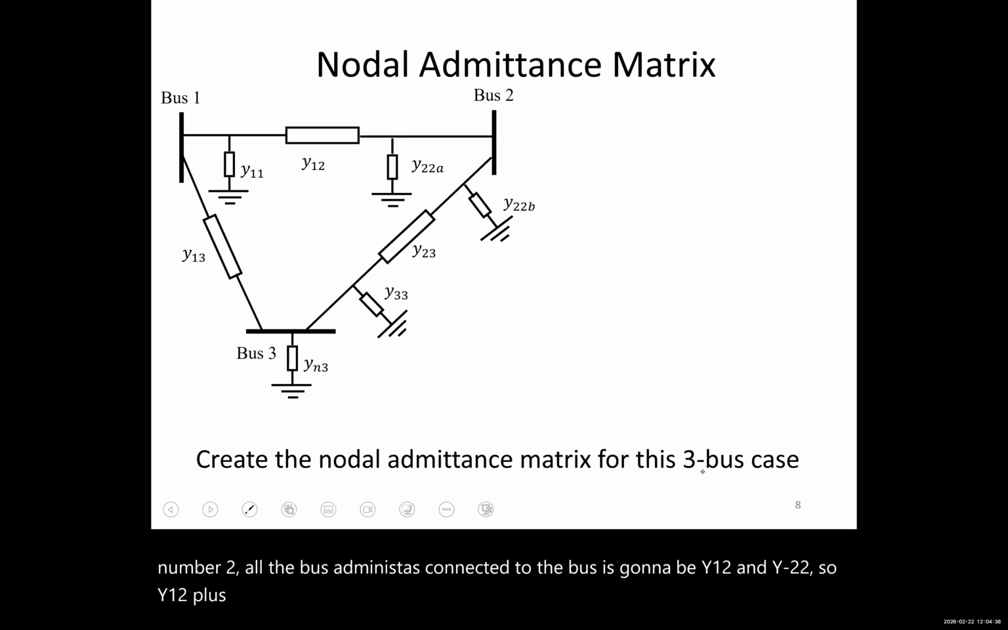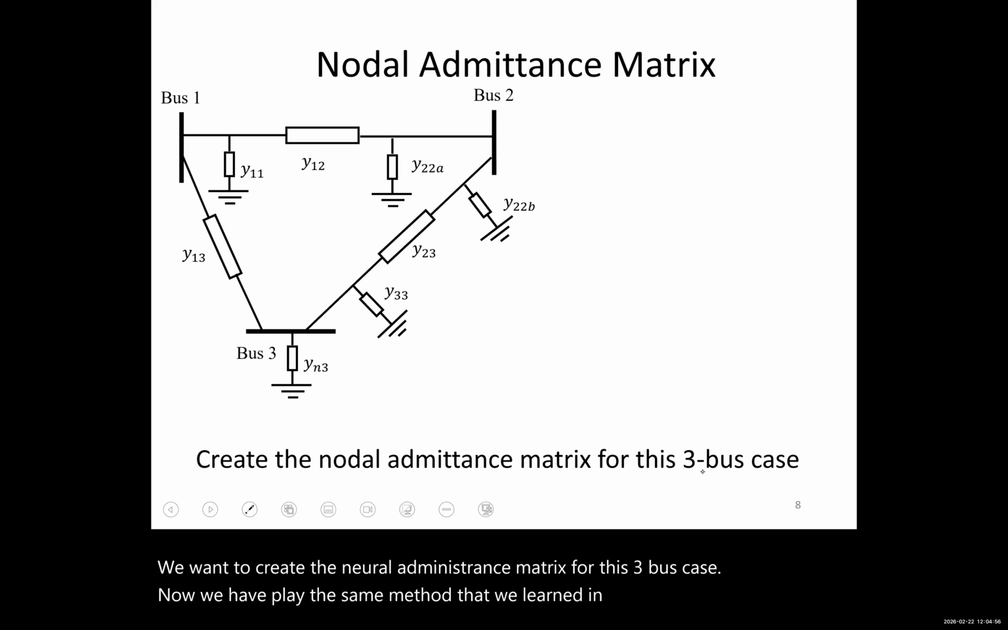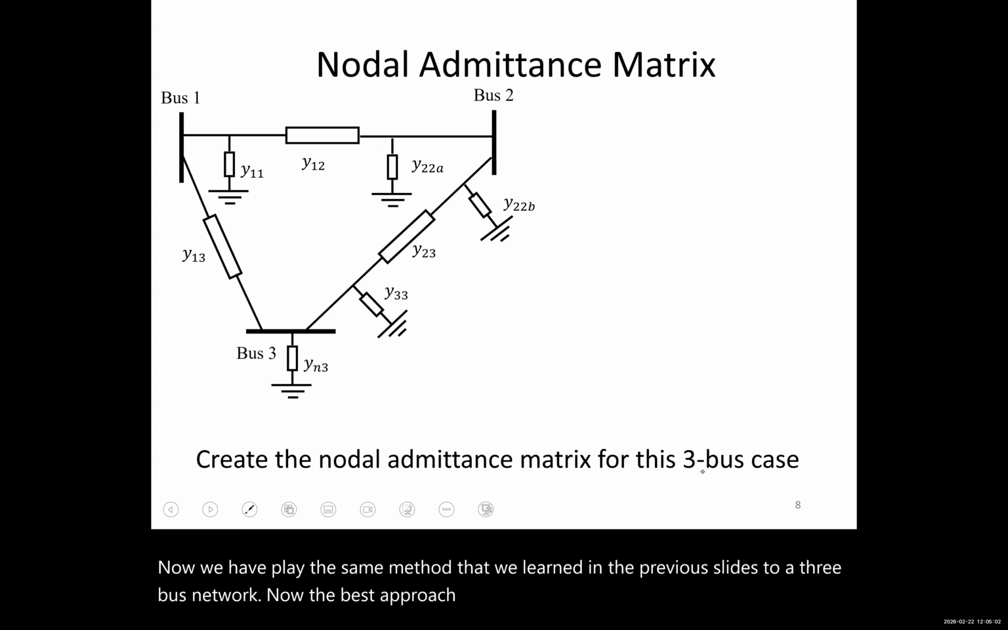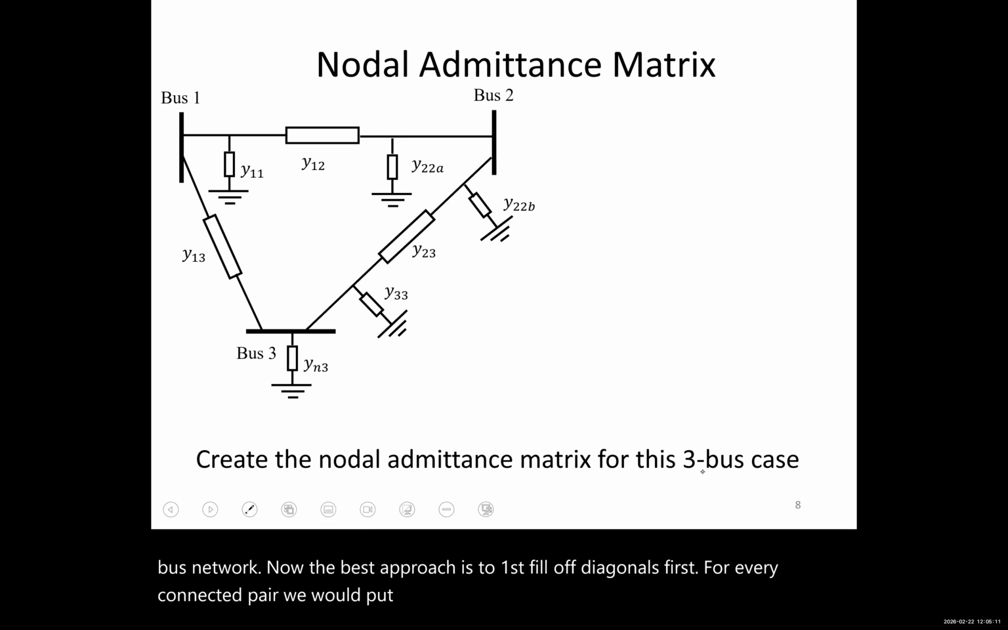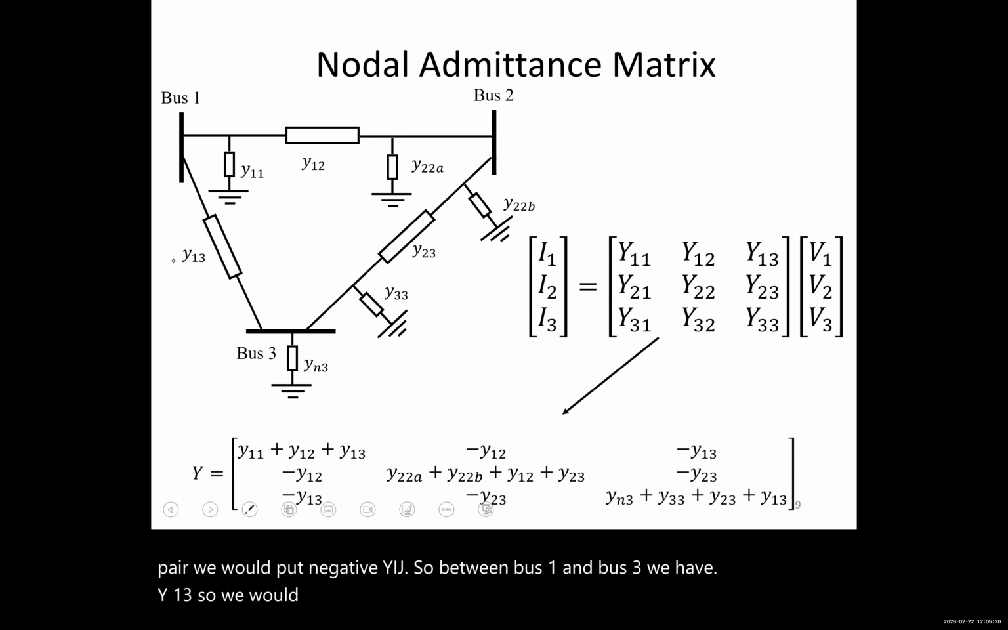Now let's solve an example for a 3-bus setup. We want to create the nodal admittance matrix for this 3-bus case. Now we apply the same method that we learned in the previous slides to a 3-bus network. The best approach is to first fill the off-diagonals. First, for every connected pair, we would put negative Yij. So between bus 1 and bus 3, we have y13. So we would put negative y13.